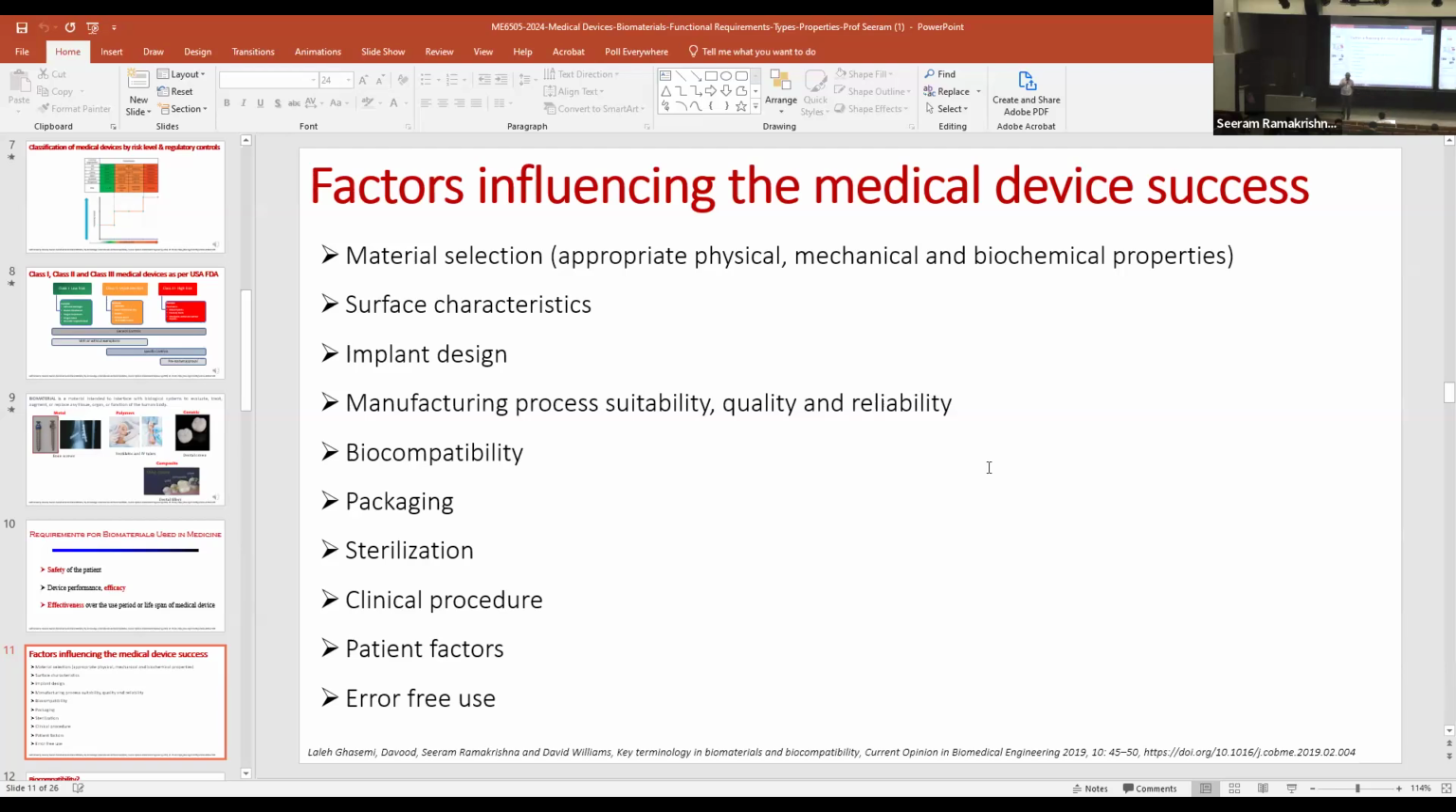And then the clinical procedure. The implant is designed very well, but the doctor is not following a good clinical procedure. Then the implant can also fail. That means the surgeon's ability also comes into the picture. Everything is fine, but the patient is also not responsible, so they've been asked to use it properly.